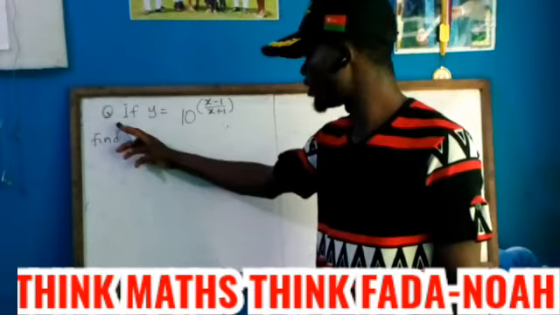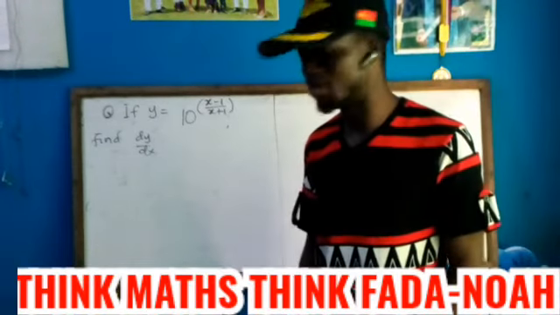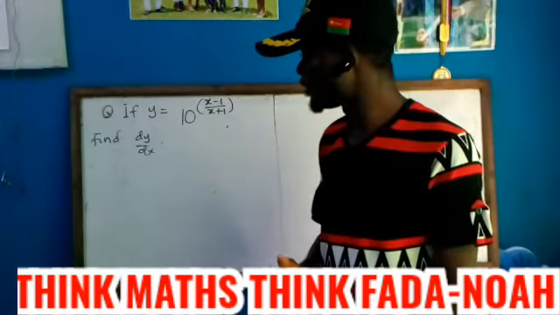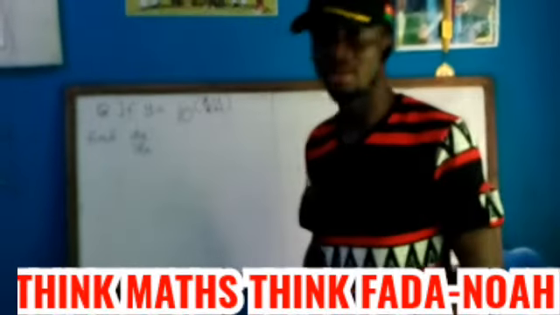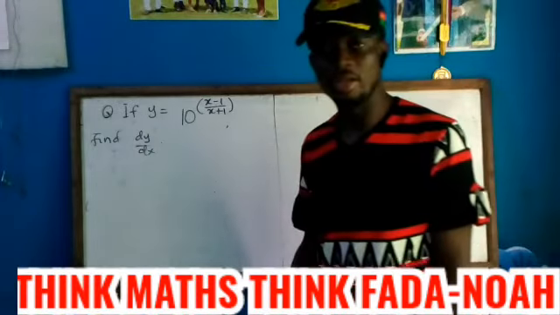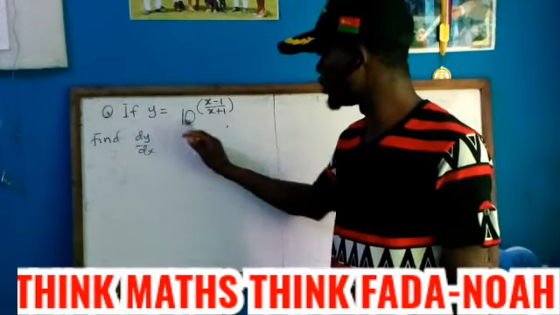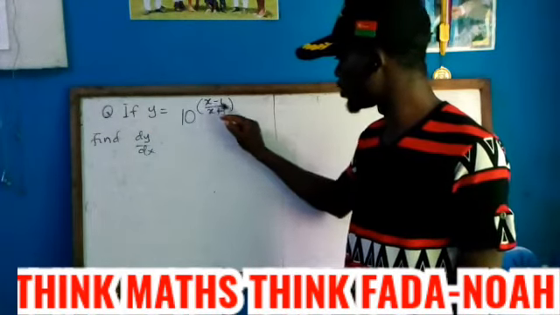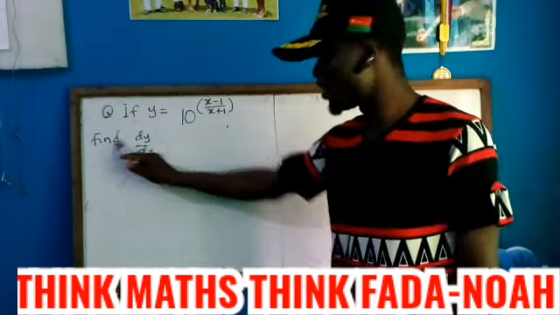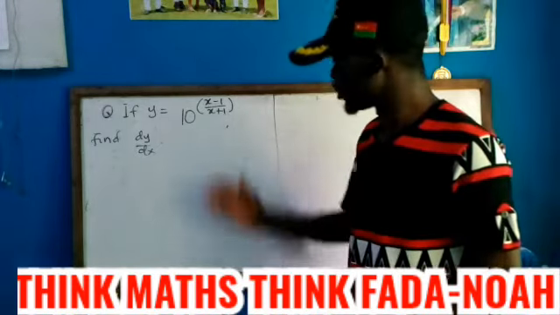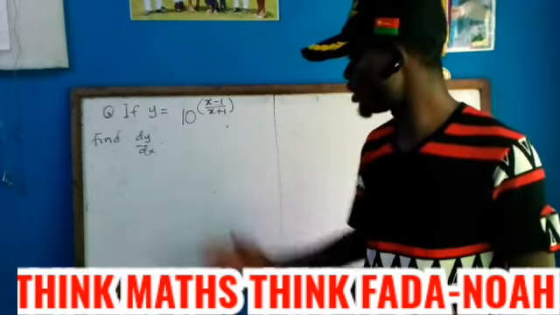Welcome back. We have a question here on differentiation. We have solved many questions under limit, so I want us to look at questions on differentiation. The question says, if y equals 10 exponent (x minus 1) over (x plus 1), find dy/dx. So let's look at the solution of this question.